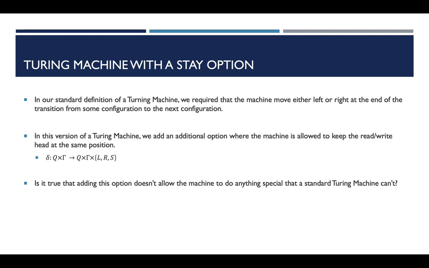Basically, all I'm asking is, does adding this option allow me to do something special that the previous standard Turing machine definition could not do? And it turns out, no, that is not the case. Even though we've added a new feature, that new feature does not provide any sort of computational power. It may allow us to more succinctly communicate an algorithm, but it does not allow us to solve problems that were previously unsolvable with our original definition of a standard Turing machine.